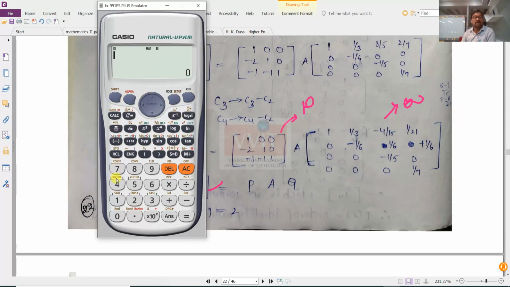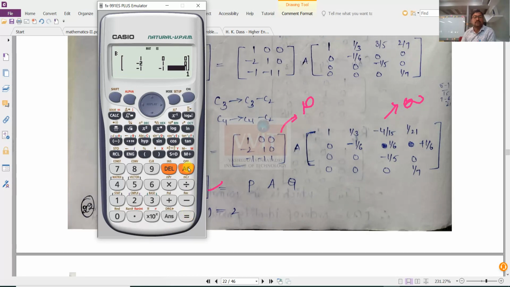Shift 4. I'm going to define a matrix. First dimension, matrix B, because matrix A I have earlier, 3 by 3. Then the data is 1, 0, 0, minus 2, 1, 0, minus 1, minus 1, 1.